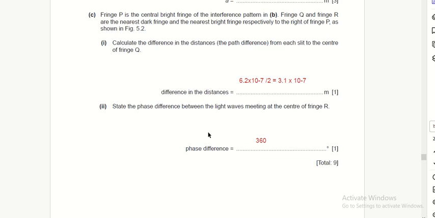Fringe B is the central fringe or spot. Fringe Q and R are the nearest dark and the nearest bright fringes to the right of B. Calculate the difference from each slit to the center of Q. As Q is the nearest dark fringe to the brightest or central one, the difference in distance will be lambda over 2.